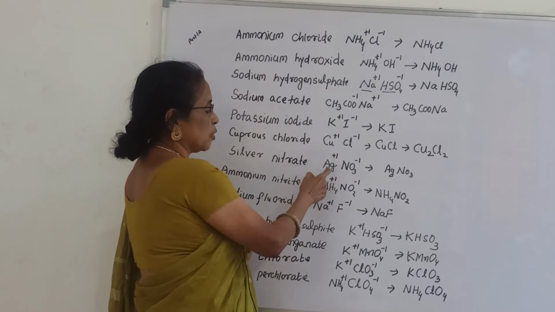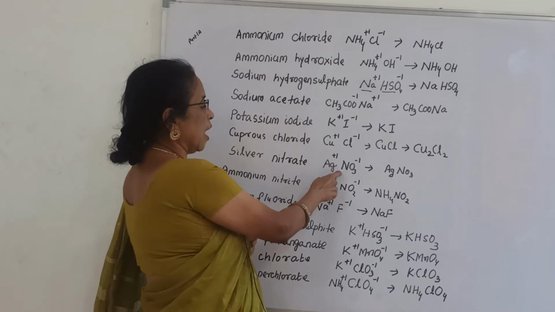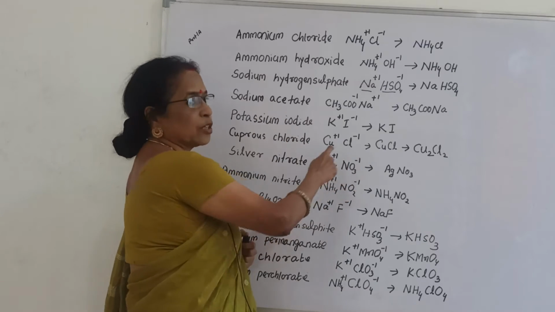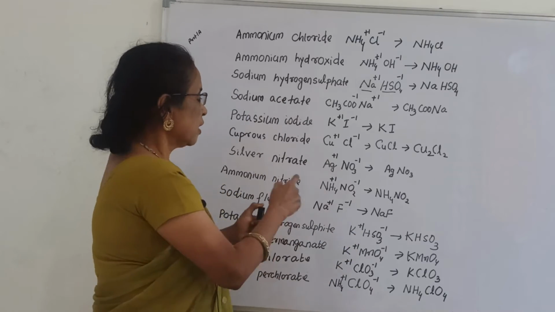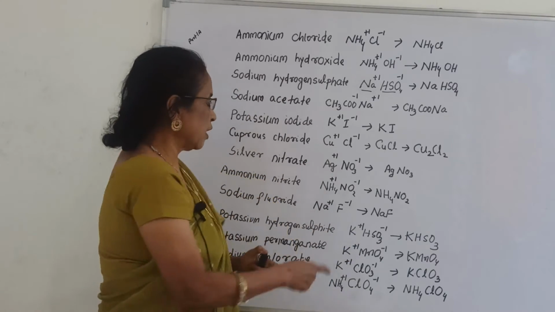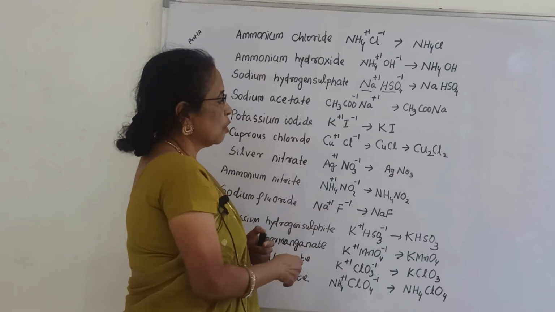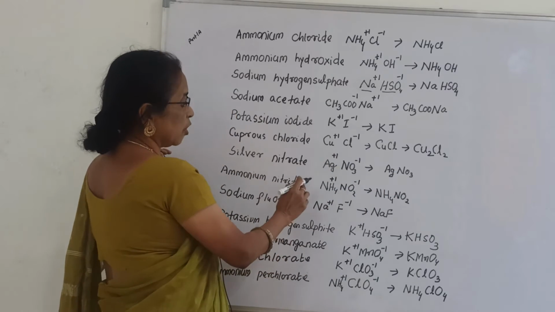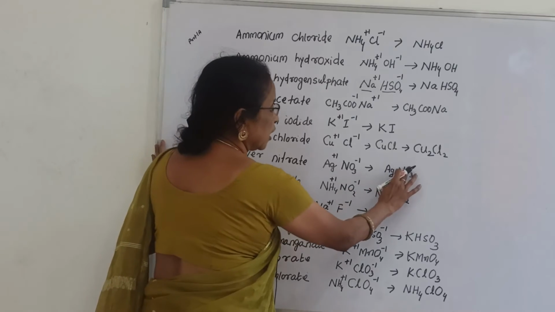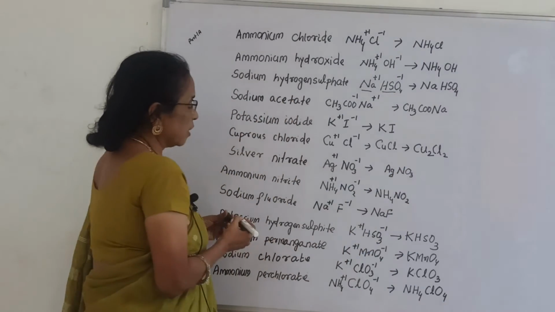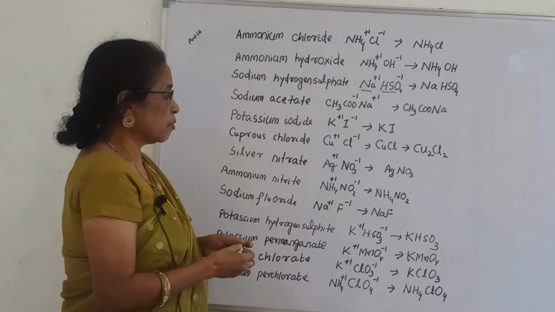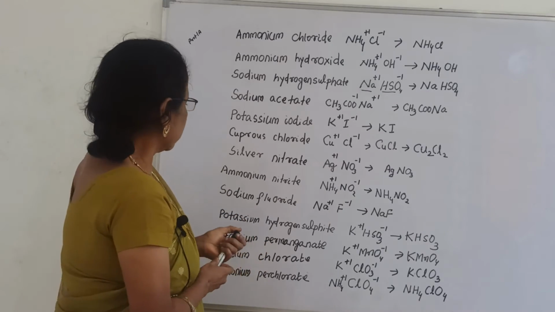And Ag+1, silver means +1, nitrate means NO3 -1. Again see, silver means Ag, charge is +1. Nitrate means NO3 and charge is -1. So what is the formula? AgNO3. O should be capital, because oxygen shall be given as a capital letter.